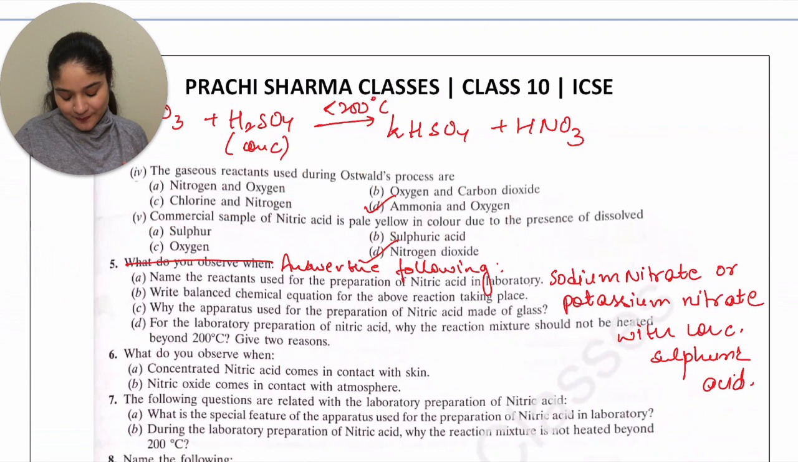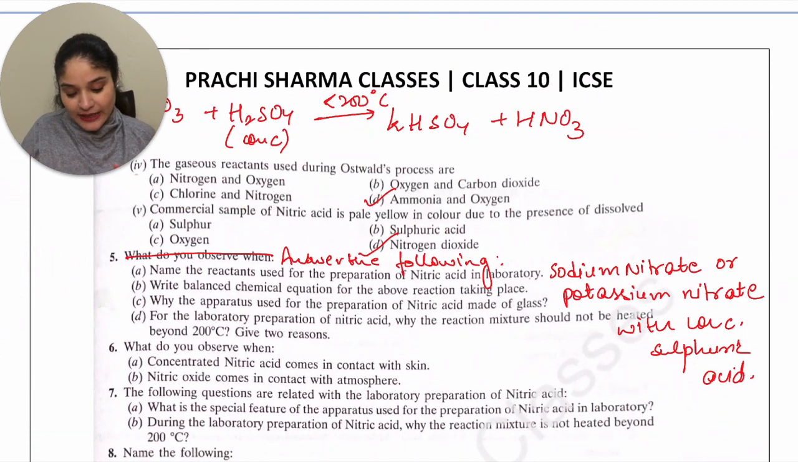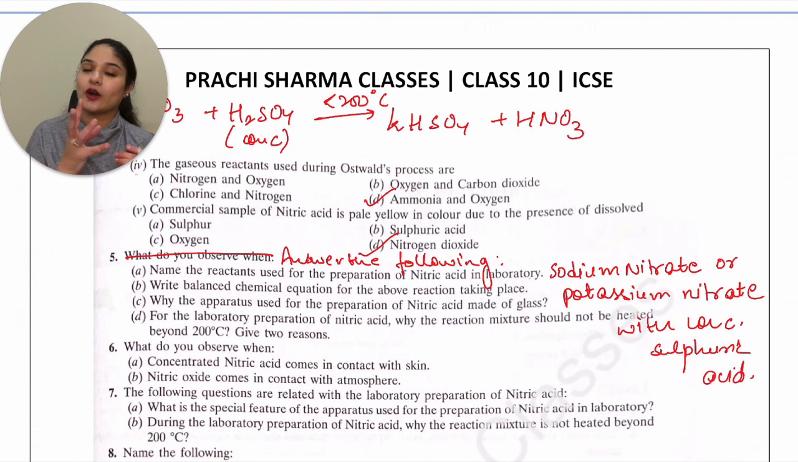Let's move on to part C. Why is the apparatus used for the preparation of nitric acid made of glass? The answer is that nitric acid vapors that are produced are highly corrosive in nature, and if the apparatus is not of glass and we use rubber or cork instead, it has a tendency to damage those materials.